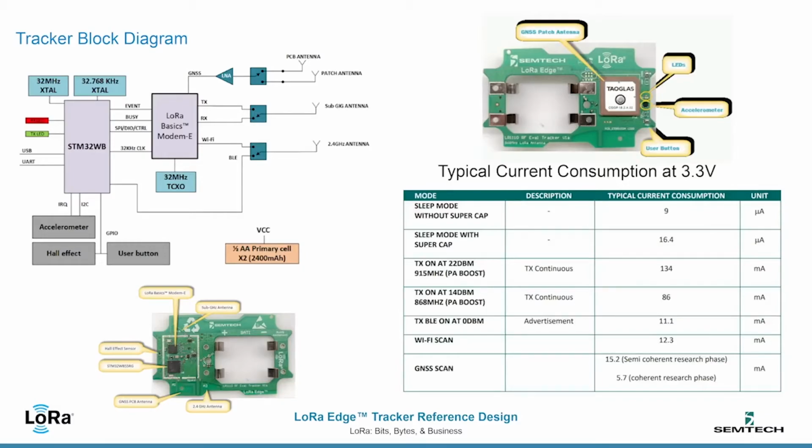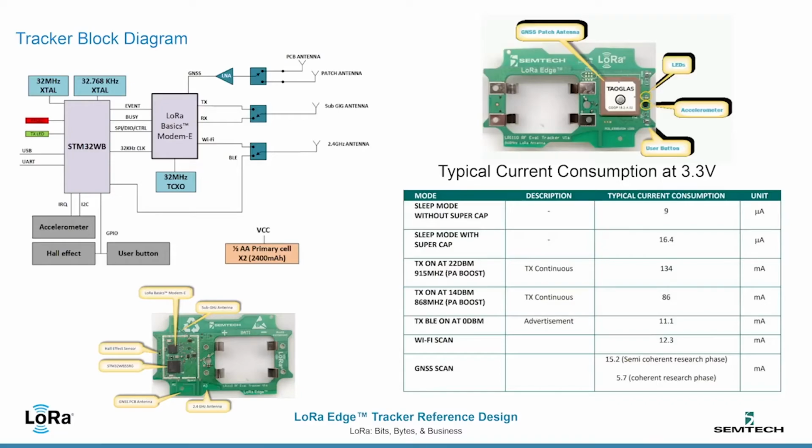Additionally, for the 2.4 gigahertz antenna, the Wi-Fi and BLE are set on a switch so that when you want to do the Wi-Fi scan, you set it for the Wi-Fi input, and when you need to do BLE communications, you connect the switch alternatively to the BLE path. A 32 megahertz oscillator is used to stabilize the acquisition of very precise GNSS scans. Additionally, there are outputs and inputs for the accelerometer, the Hall effect sensor for the magnet input, and there's also a user button that's accessible inside the device itself.